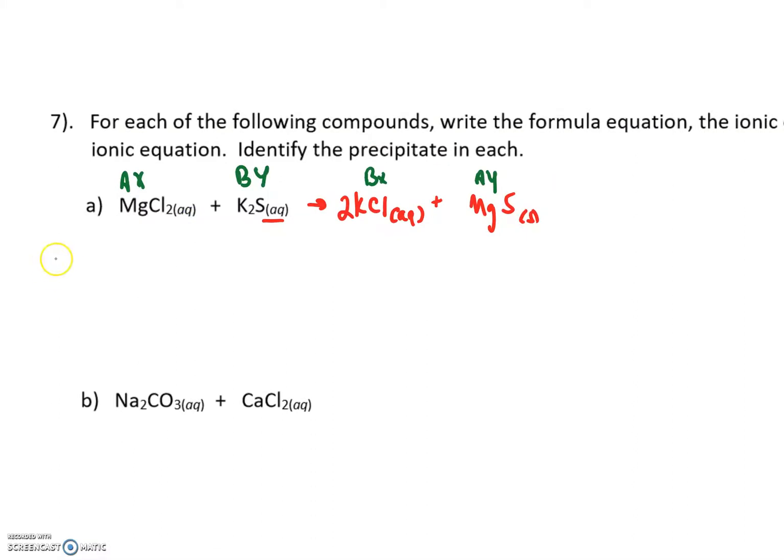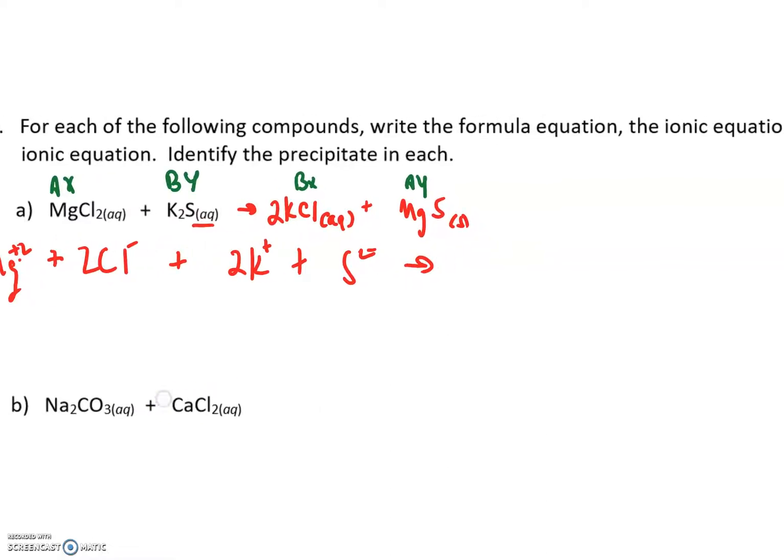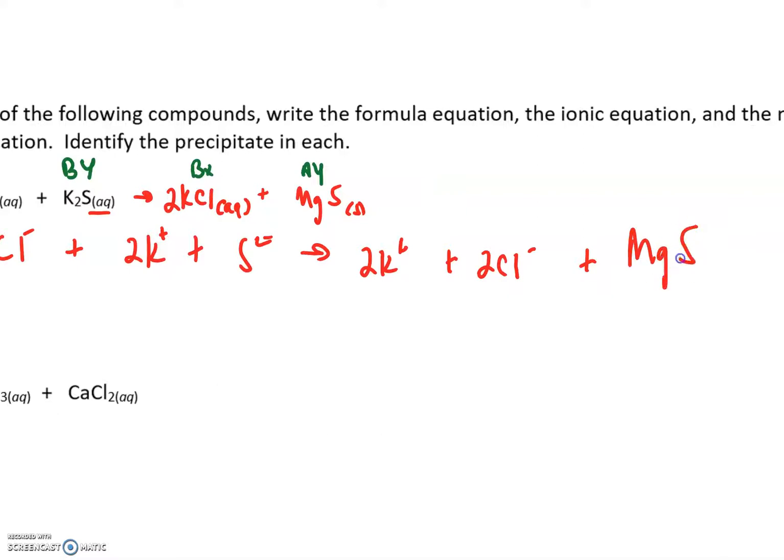So what does our ionic equation look like? It's going to look like when we dissociate this, magnesium and chlorine are going to dissociate, and you're going to get two of them. I don't care if you write them or not. Our potassium sulfide dissociates. We're going to get two potassiums and one sulfide. And I'm going to continue to write the charges in because I'm a chemistry teacher and that's what we do. On our products, you're going to get two potassiums and two chlorines, but the magnesium sulfide does not dissociate.